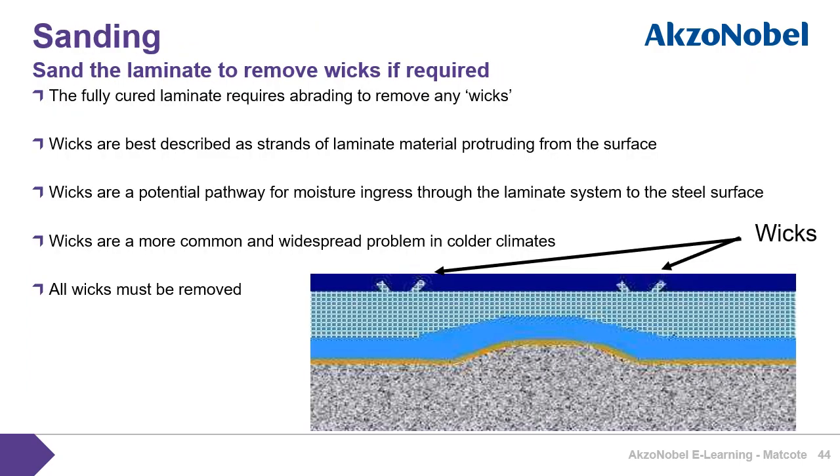Once application of the laminate system is complete, it may be noticed that there's some wicks or laminate material protruding from the surface. These wicks are a potential pathway for moisture ingress through the laminate system to the steel surface, and all wicks must be removed. The removal of wicks can be done via abrading or sanding, and it is noticed that wicks are a more common problem in colder climates. It's very important that all wicks are removed.